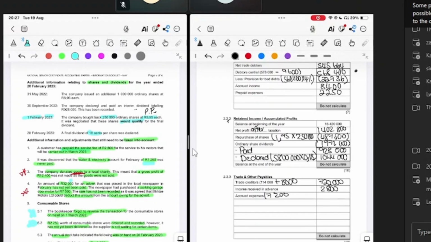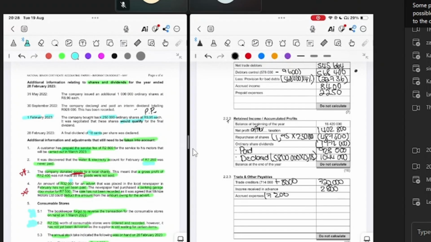But this continues. The newspaper had purchased a parking garage door for 7,500. The sale has not been recorded, as it was agreed that Mkhize Motors Limited could deduct this amount from the amount owing from the advert. So what do they mean here? There's an advert that we placed, meaning we owe the newspaper company the 32,000. Then the newspaper company came and bought a parking garage door model from us for 7,500, and they did not pay for it. So what they said is, you owe us 32,000, we owe you 7,500. So minus the 7,500 from the 32,000 you owe us, and pay us the balance.